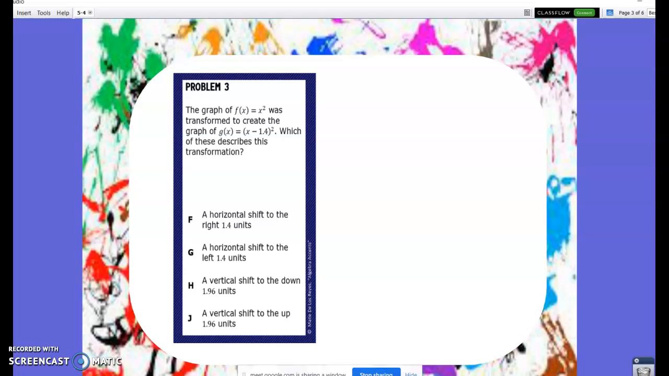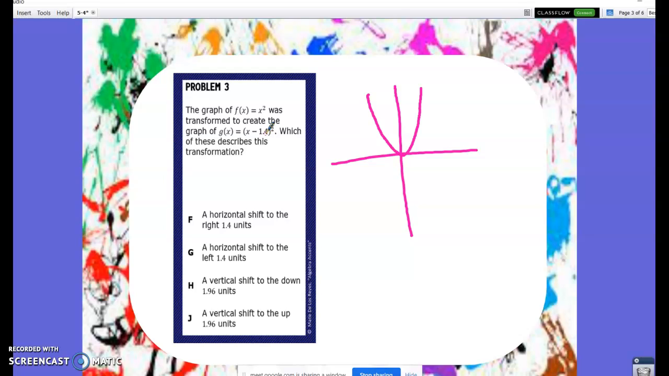So this is from your Google form this week, and it's asking you if the normal graph f of x equals x squared was transformed to create the graph g of x, which is (x minus 1.4) quantity squared, which of these describes the transformation. So what they're saying is, if my parent function is a parabola with its vertex at 0, 0, then what would happen if I have this minus h value here in the equation?